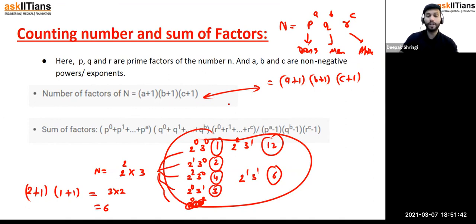The first step would be to do the prime factorization of the given number. Whatever number is given to me, I will do the prime factorization of that number. After doing the prime factorization, let's say it is p power a, q power b and r power c, the number of factors would be a plus 1 into b plus 1 into c plus 1. Tell me, are you getting it?